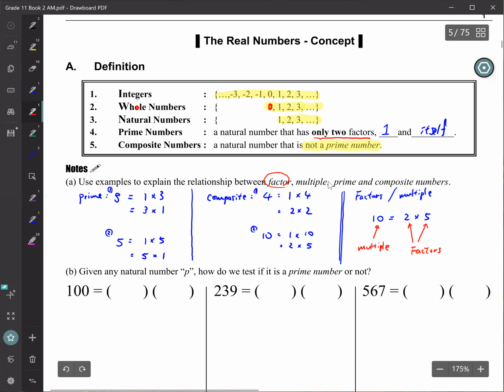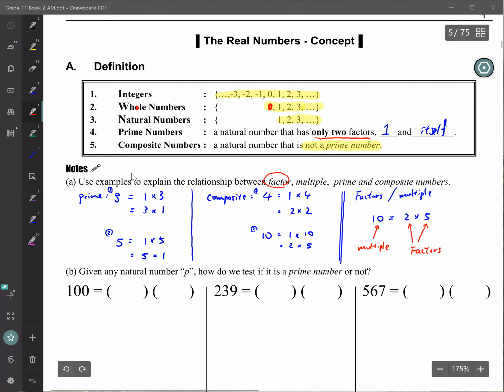Okay, so we will say 10 is a multiple of 2, right? 10 is a multiple of 5. And then I can say 2 is a factor of 10. 5 is a factor of 10. Okay? So 10 is also a factor of 10 as well, right? Because 10 can become 1 times 10. So 1 and itself are also called factors.